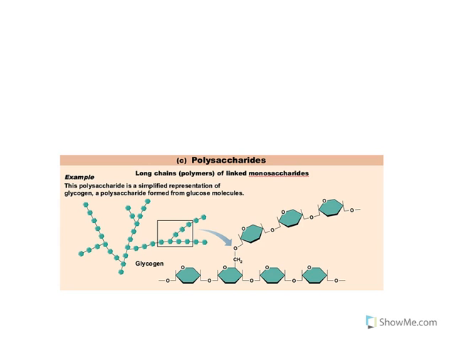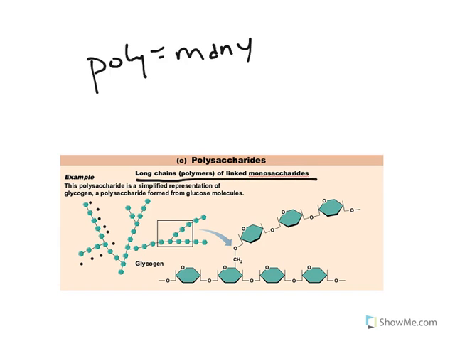We also have polysaccharides. So remember again, poly means many. And you see here it's not just one or two, it's a lot of glucose molecules that have been linked together to form a long chain. So it's a long chain, as it says, of monosaccharides. And specifically what we're looking at here is a compound called glycogen. And glycogen is very important for the storage of sugar molecules in your muscle tissue.